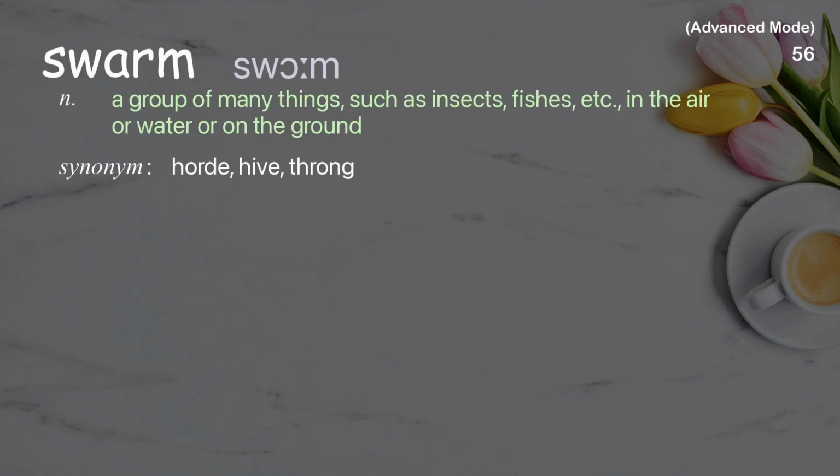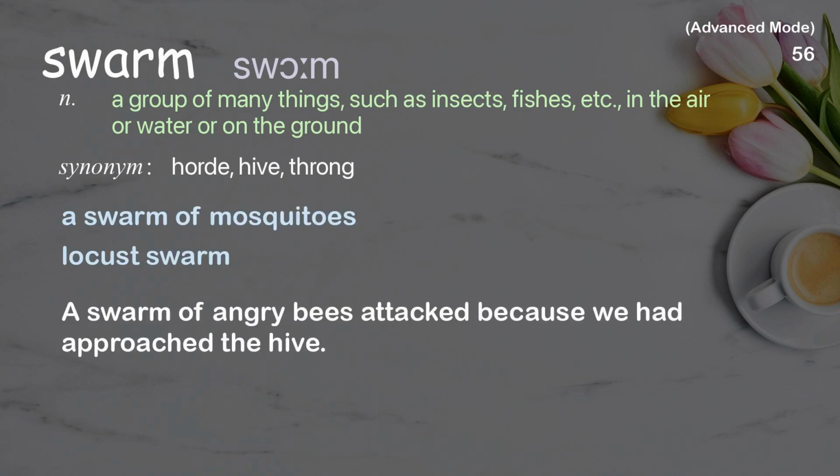Swarm. A group of many things, such as insects, fishes, etc., in the air or water or on the ground. Examples: A swarm of mosquitoes. Locust swarm. A swarm of angry bees attacked because we had approached the hive.